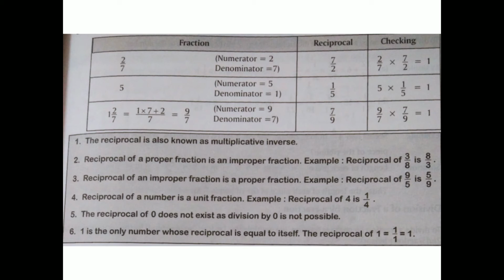Now, the reciprocal of a number is a unit fraction. Suppose we take any number, 5, and it has only a number, so its fraction is 5 upon 1, and its reciprocal is 1 upon 5.